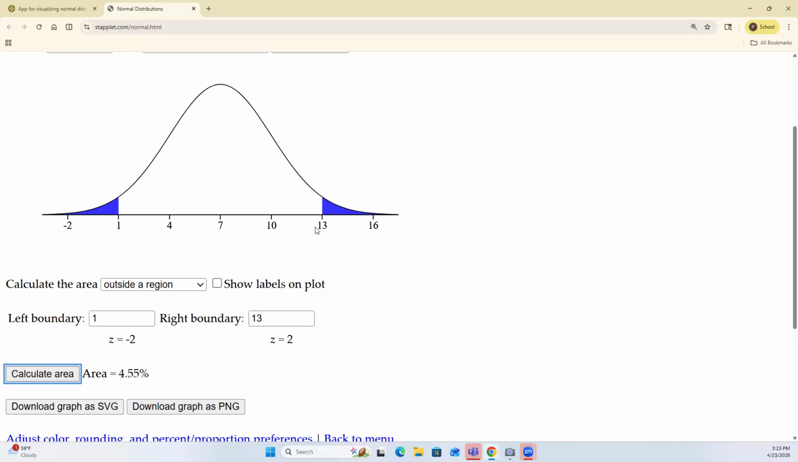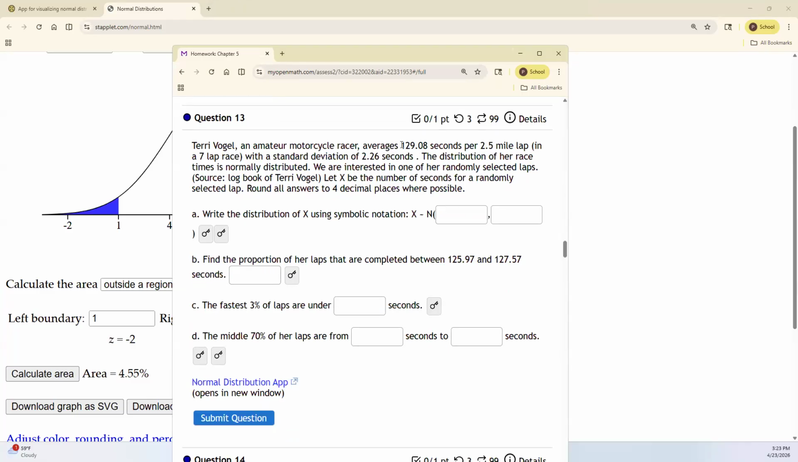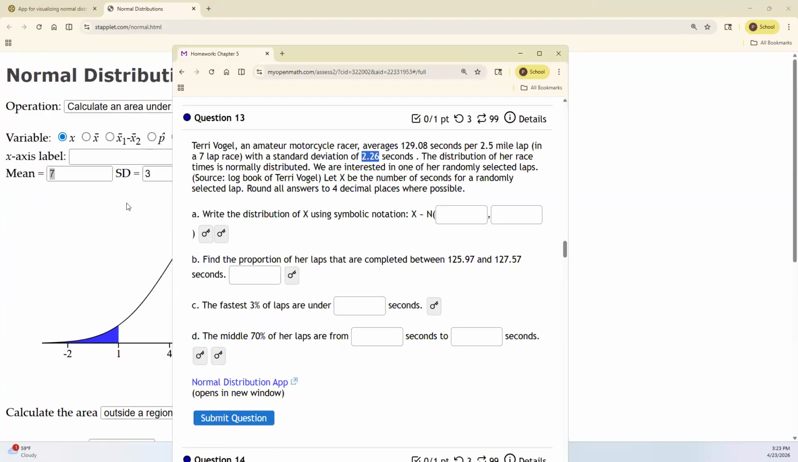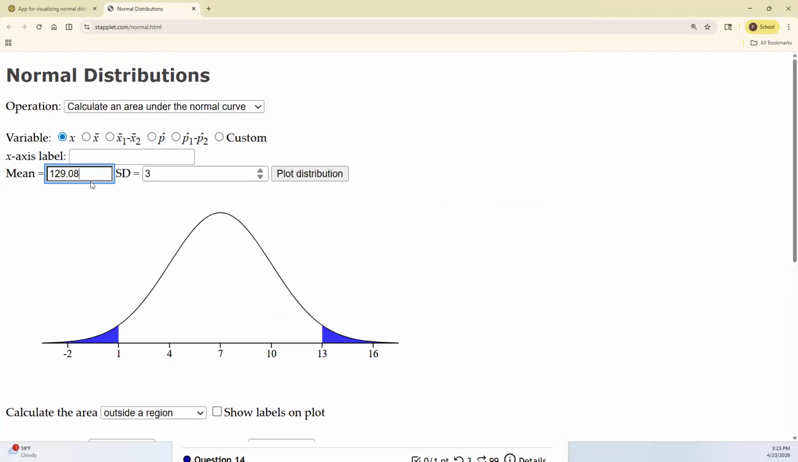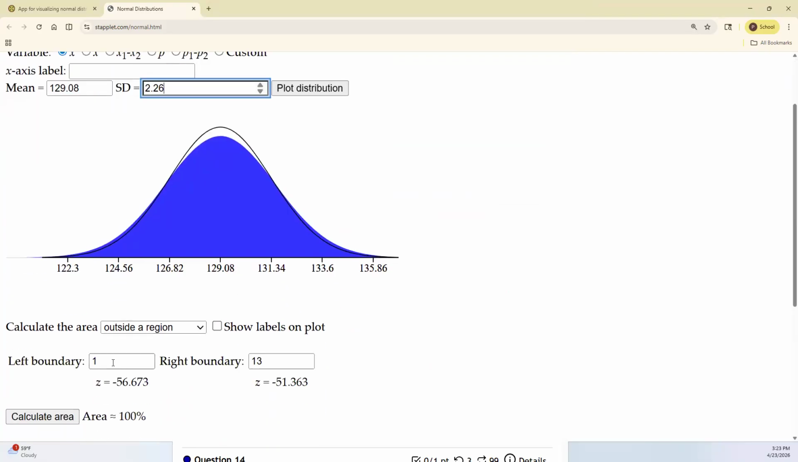Okay, so any question in your homework, for example, let's see if I can find one. Okay, here's one. Terry Vogel is an amateur motorcycle racer. There's the average speed for Terry Vogel, and there's a standard deviation of the speed for Terry Vogel. So we can see this if we put those quantities in, 129.08 and 2.26. And I got to clear this stuff.